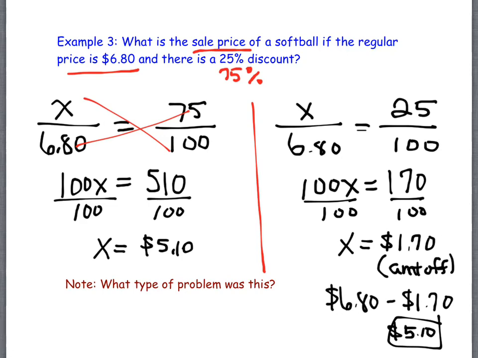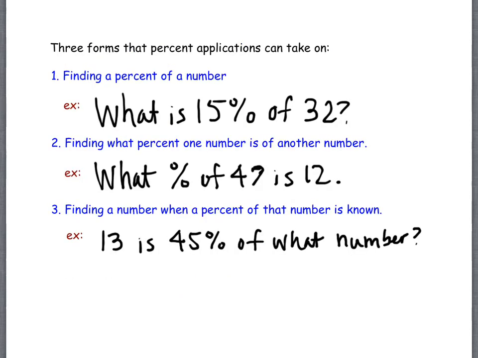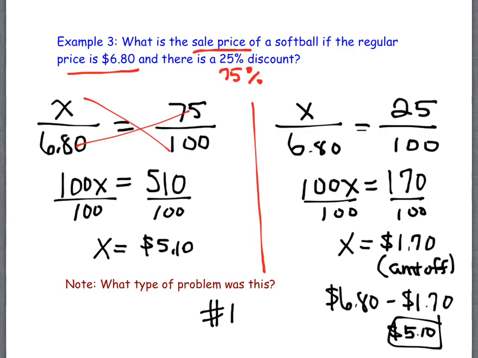What type of problem is this? You've got the original price and you know the discount amount. What type of problem? 1, 2, or 3? Is this type number 1? Let's go back and look at them. Type number 1, oh wait, hang on. Yeah. Type number 1 is finding the percent of a value. We were finding what was 75% of the $6.80, right? How much of the savings it was. So this is a type number 1 problem. All right, let's do another one.